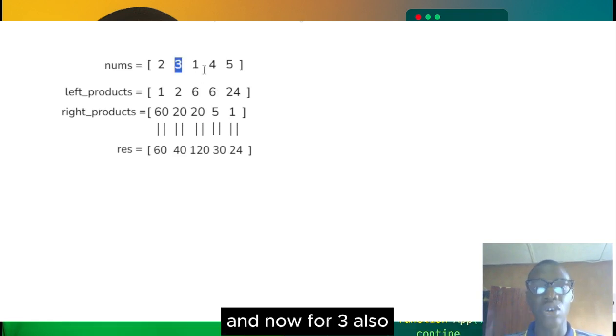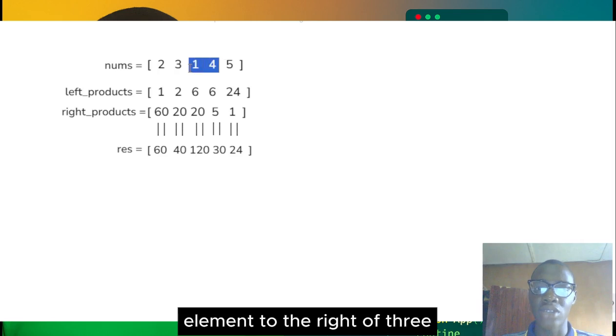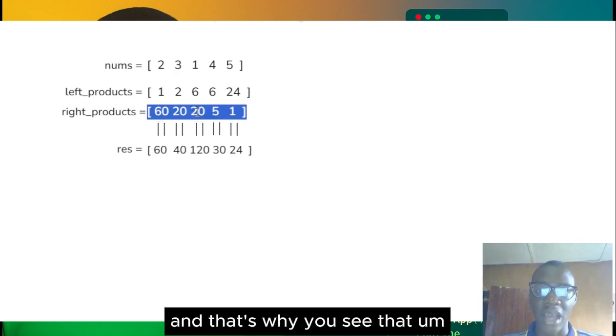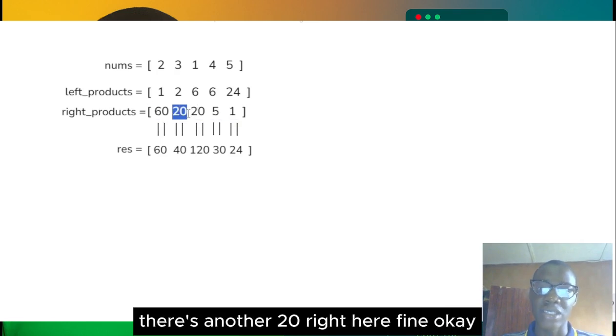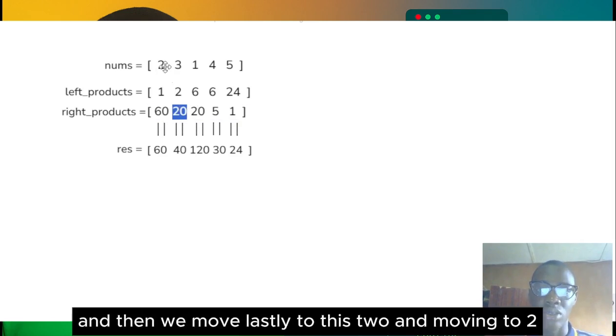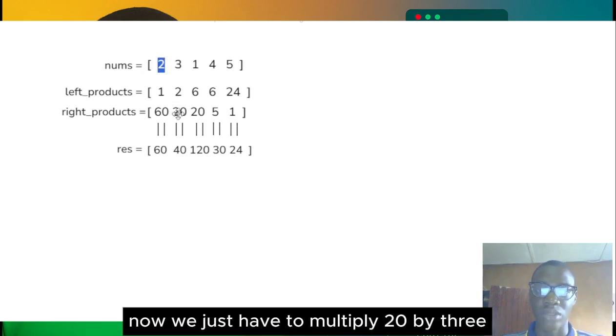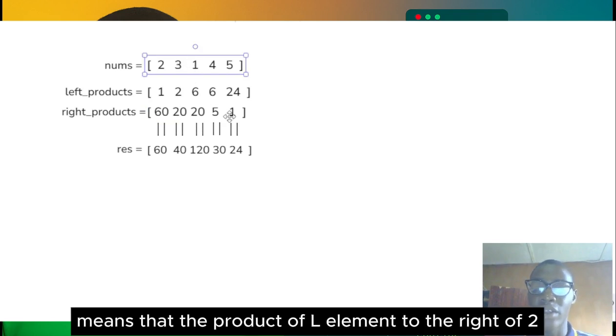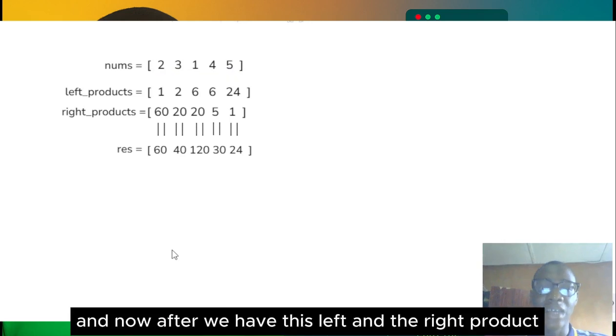And for 3 also, we just want to find the product of all elements to the right of 3, which is 1 times 20, and that's why you see that there's another 20 right here. Fine. Okay, and then we move lastly to this 2, and moving to 2 now, we just have to multiply 20 by 3, which gives the product of all elements to the right of 2. So simply that's it.